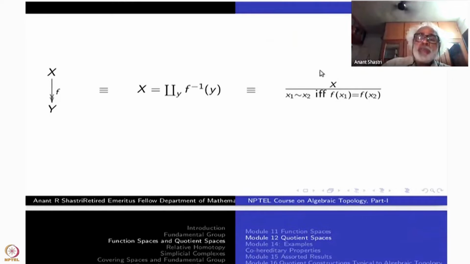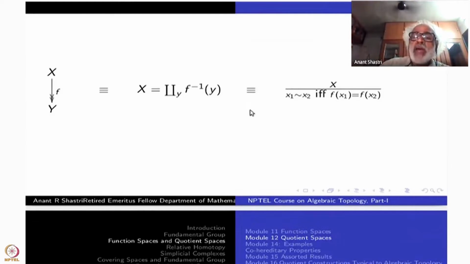Finally, suppose you have an equivalence relation like this on X. Look at the equivalence classes. That is a set. Call that set Y. Then what should be the function from X to Y? Take any x and take its equivalence class. So from an equivalence relation, you can come to a surjective function. If you follow this procedure again, this cycle, what you get is whatever you have started with.